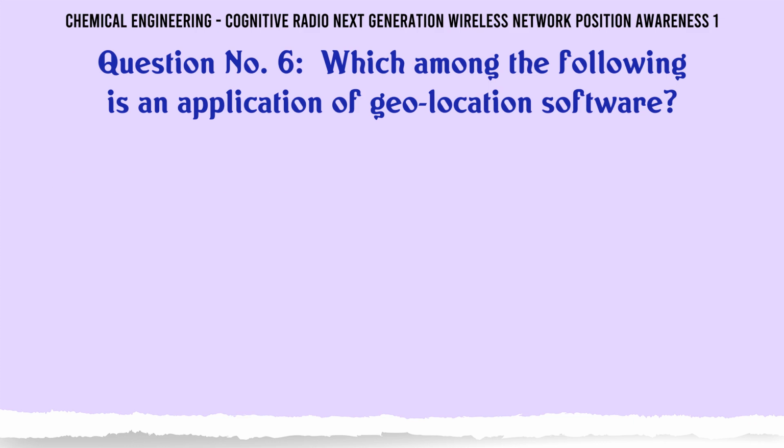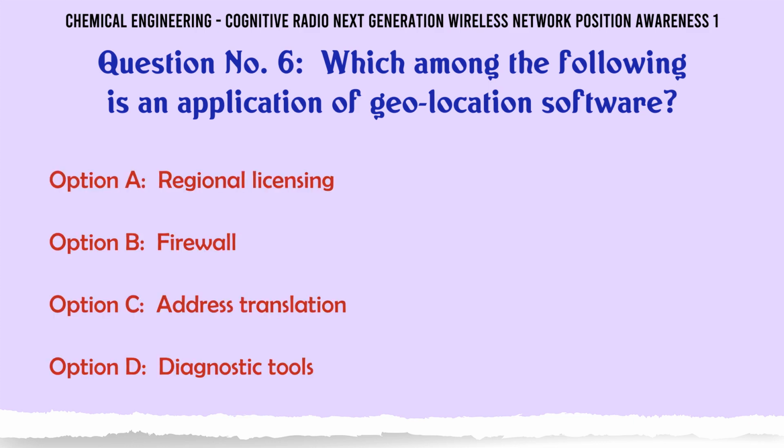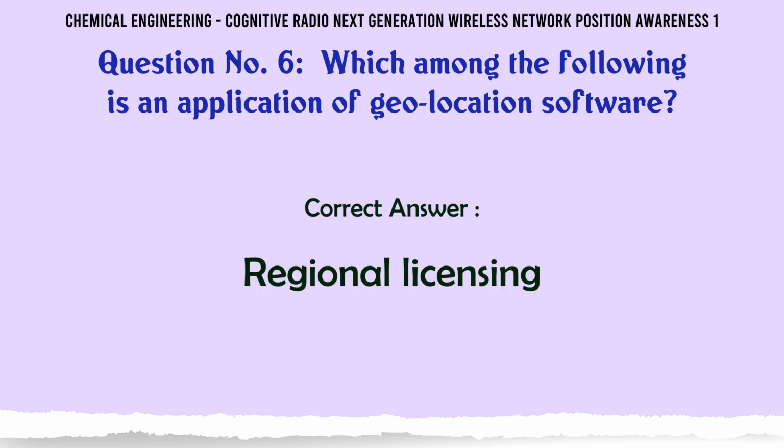Which among the following is an application of geolocation software? A. Regional licensing. B. Firewall. C. Address translation. D. Diagnostic tools. The correct answer is regional licensing.